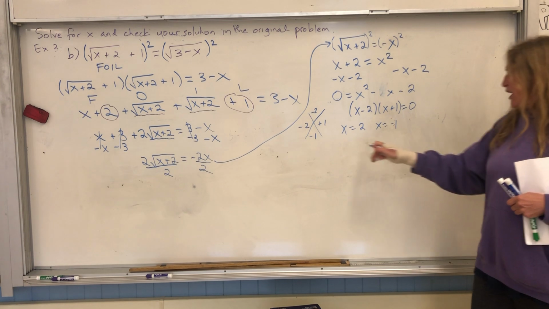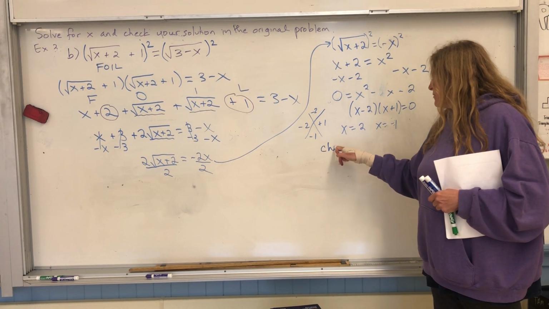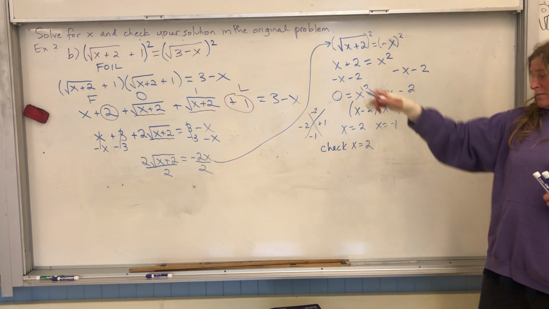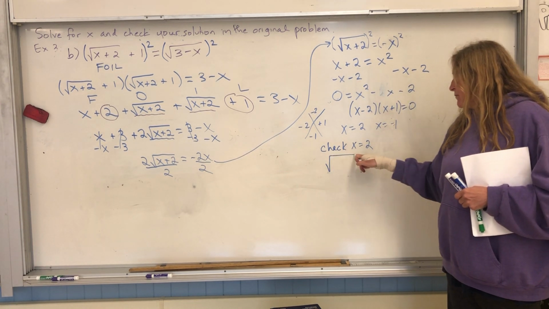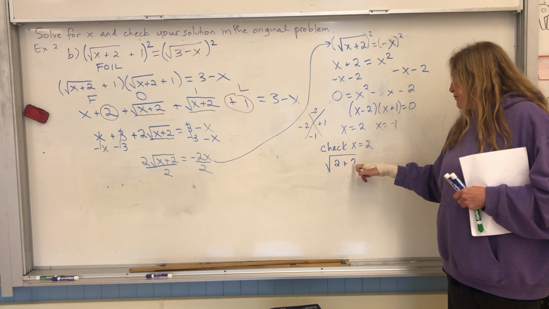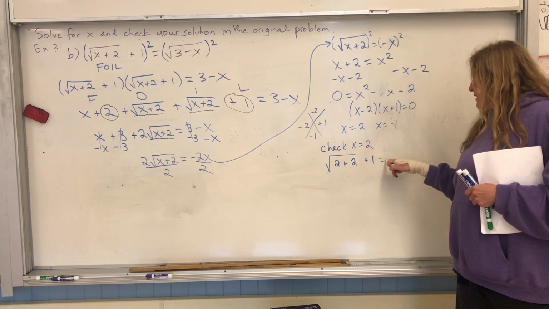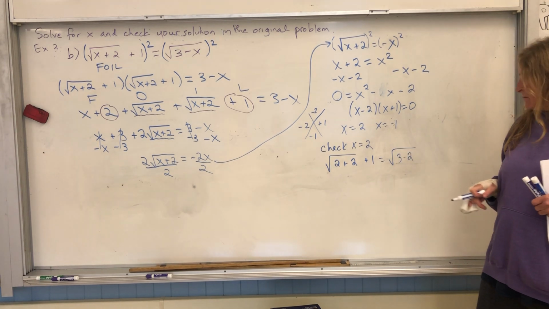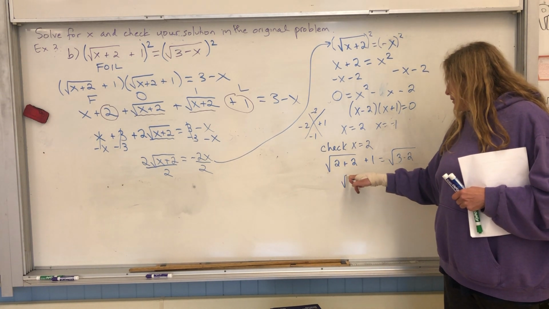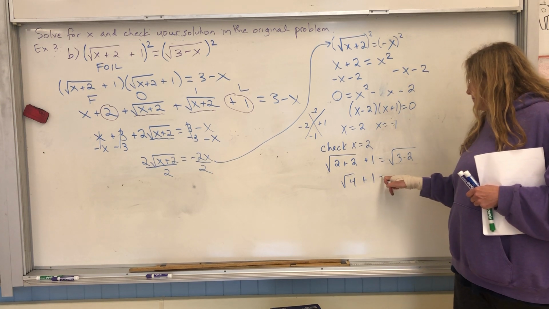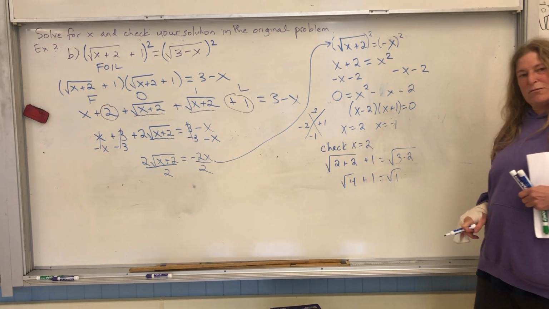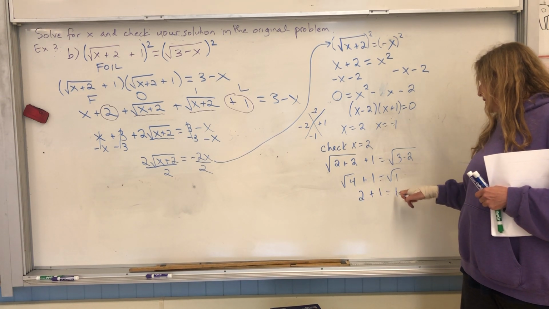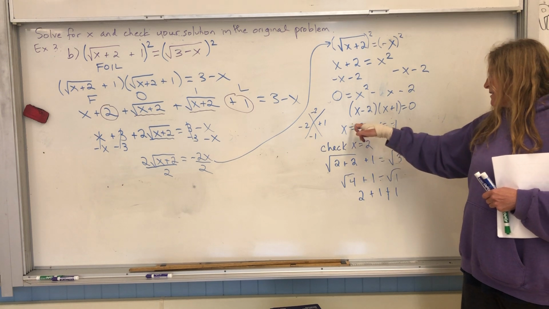Okay, guys, let's check x equals 2, back in the original problem. So I've got to say, is the square root of 2 plus 2 plus 1 equal to the square root of 3 minus 2? Well, that is the square root of 4. What do you guys think? Is that true? No. 2 plus 1 does not equal 1. So sorry, x equals 2, you're out.